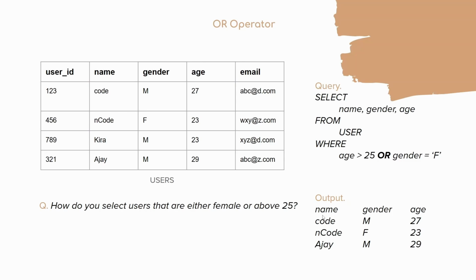Second row, are you female? Yes. Second row is there. Third row, are you female? No. Are you above 25? No. None of the conditions are satisfied, right? In that case, this row won't be selected.